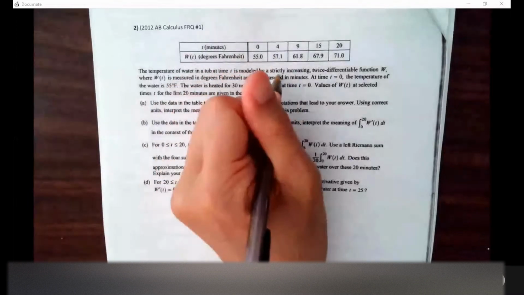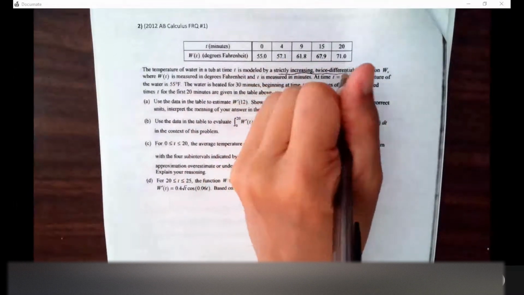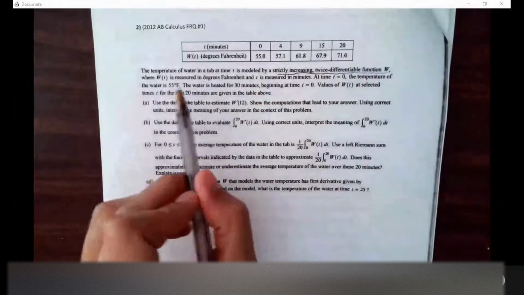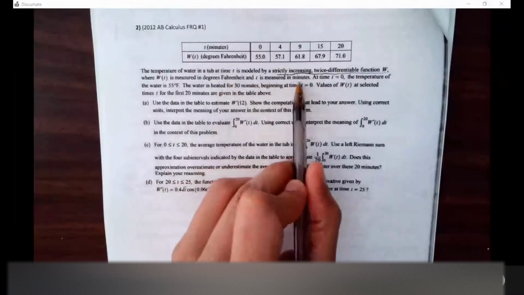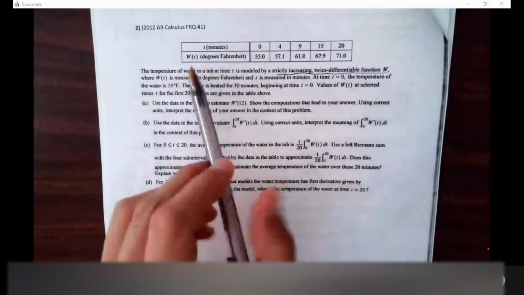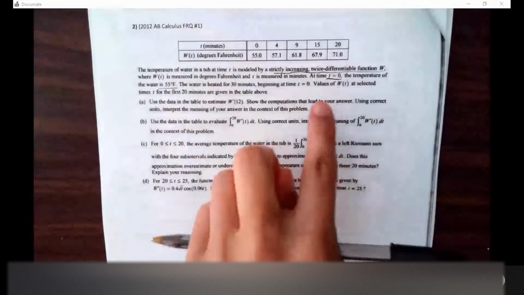Temperature of water in a tub at time t is modeled by a strictly increasing twice differentiable function. Increasing, it's always rising. Differentiable just means the smooth curve. With W(t) measured in degrees Fahrenheit and t measured in minutes. At time t equals 0, the temperature of the water is 55 degrees, so that's the starting temperature that's given to us. Water is heated for 30 minutes, beginning at time t equals 0, but we're only given information for the first 20 minutes on the table.